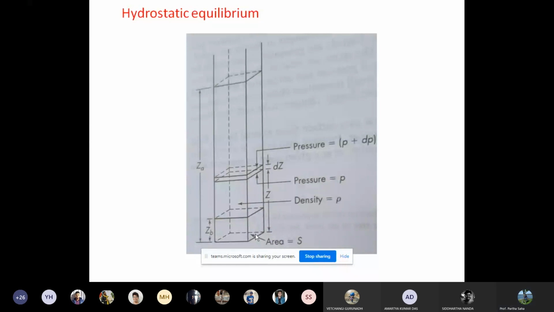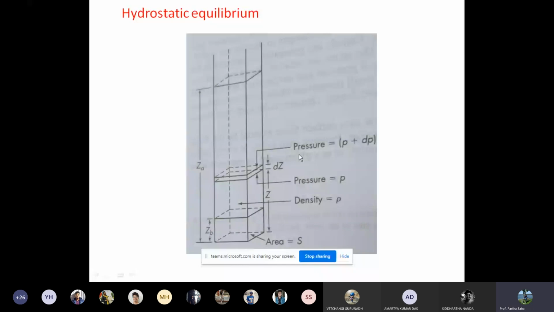Similarly, if this water column has some pressure head associated with it, that is the height of the liquid, then there are two pressures. One is the bottom pressure, that is pressure P, which is acting from bottom towards top. Another is, for the small increment dz, the pressure P plus dP, which is acting from the top.